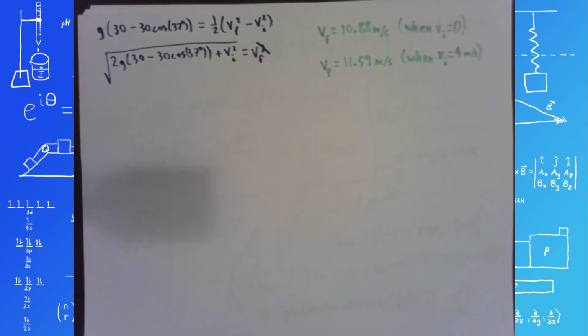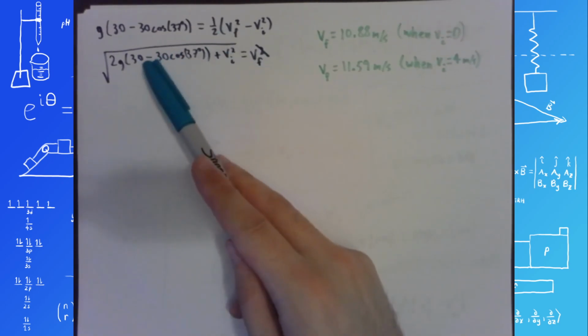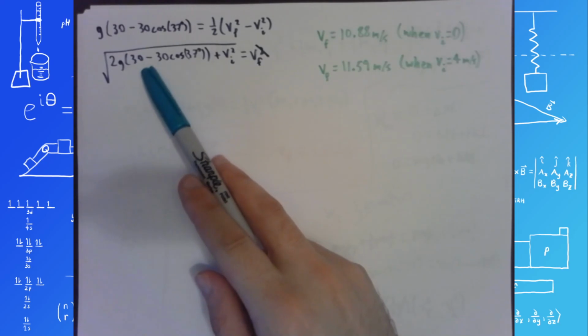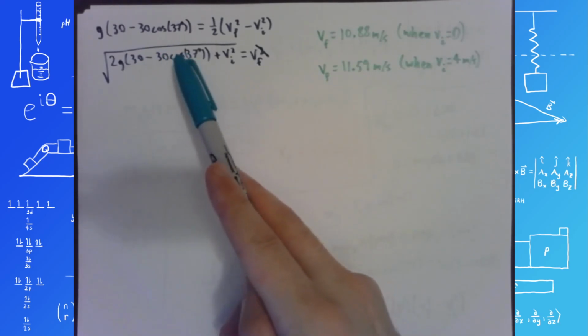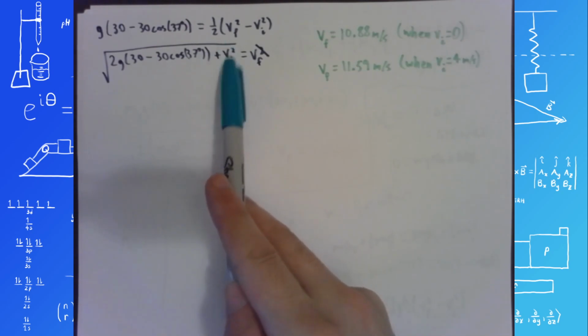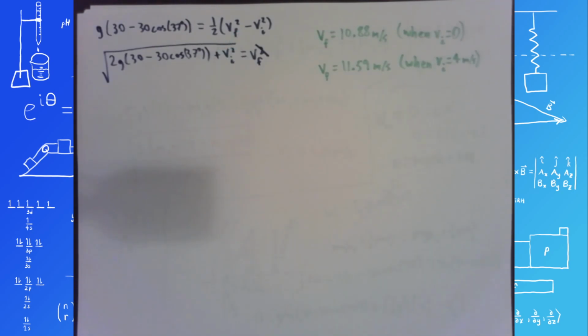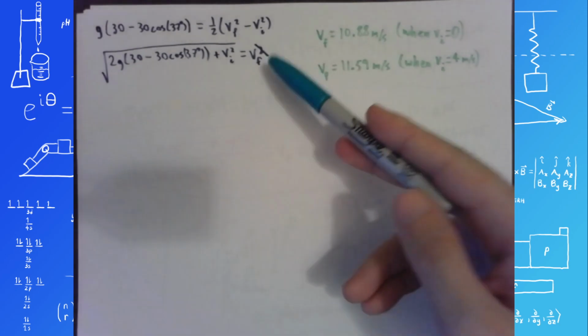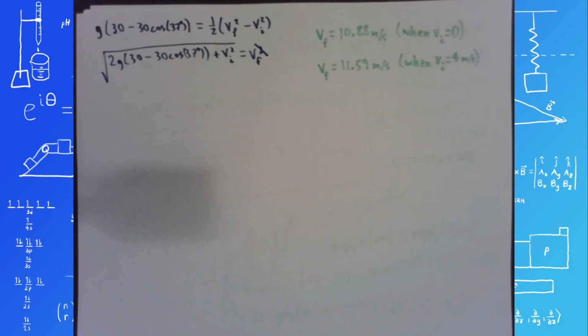So I guess it would depend on how much length the vine has. The longer the vine is, the less significant a change in initial velocity will be in terms of what your final velocity turns out to be.